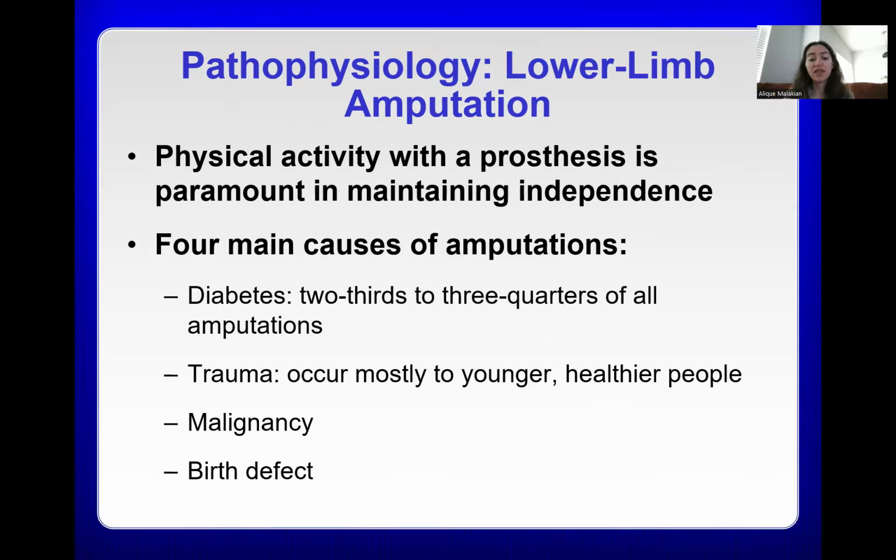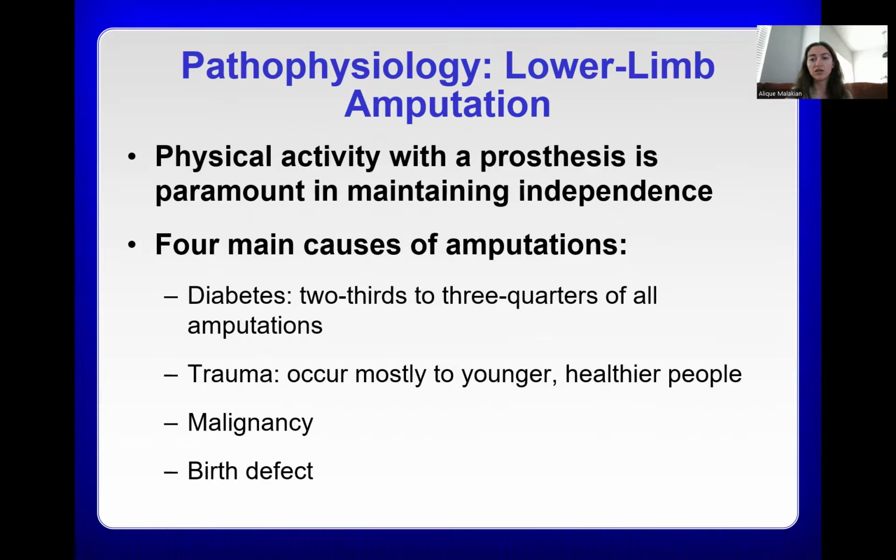And then trauma occurs mostly to younger, healthier people, and it's usually from something like a motor vehicle accident, especially motorcycle accidents. It could be from sports, which isn't as common as vehicle accidents, but it's possible. And then malignancy, that's usually if they find cancer in the bone or something like that. And then birth defects, or if they're just not born with it or amputate really early on in their life. However, most that you will encounter will likely be due to diabetes or trauma. But as noted here, there is a difference.